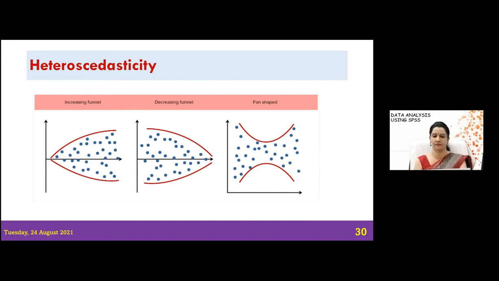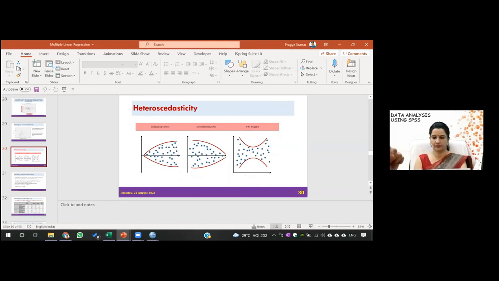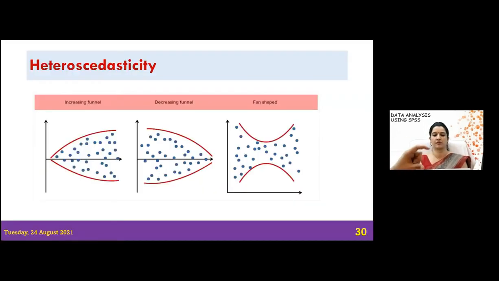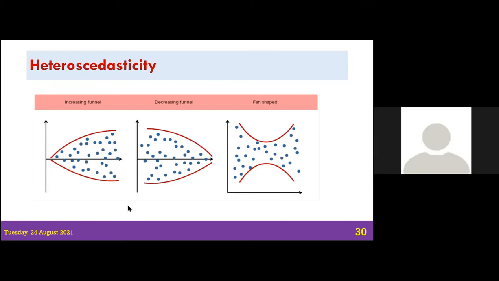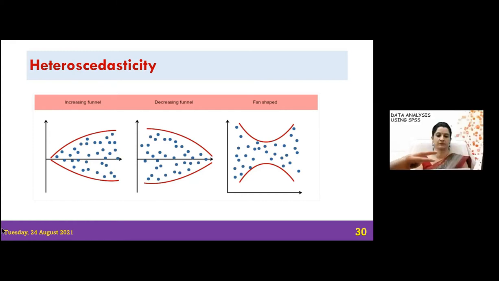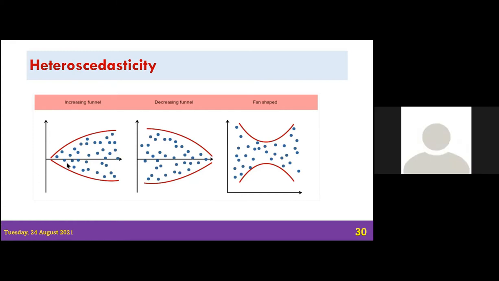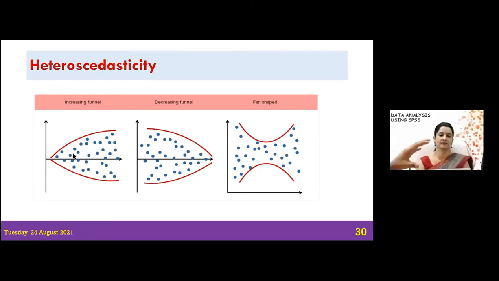You may ask. In this graph, can you tell in which part of this graph prediction is good and in which part prediction is not good? In the increasing funnel, can anyone tell? In the center, or in the later half, is prediction good or bad? It is bad. I think it will be reasonable in the center. In the beginning, the prediction is best because the residual is less.